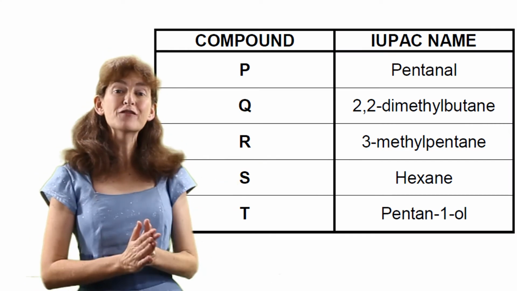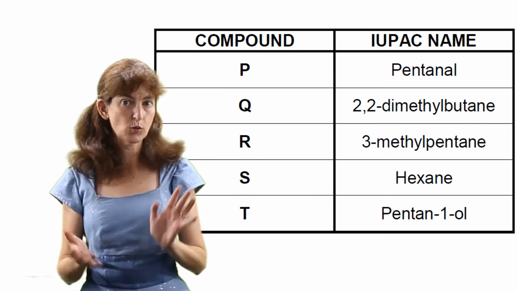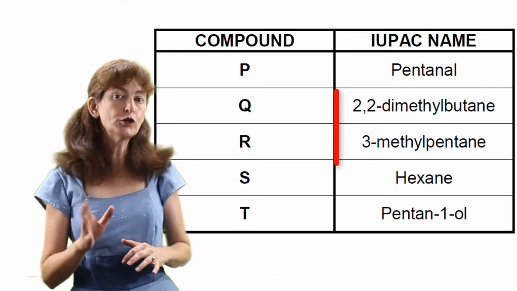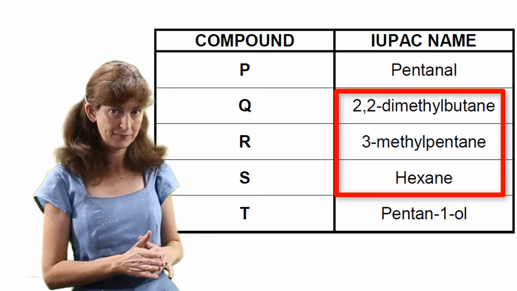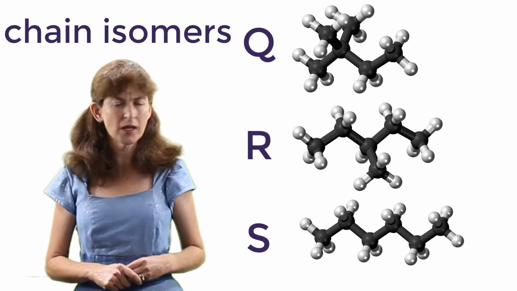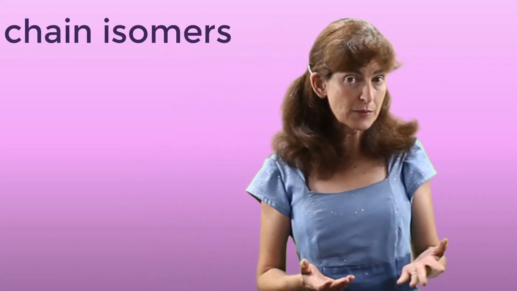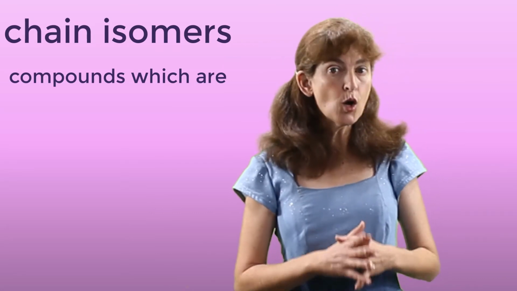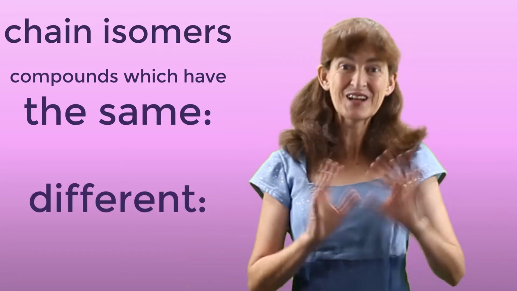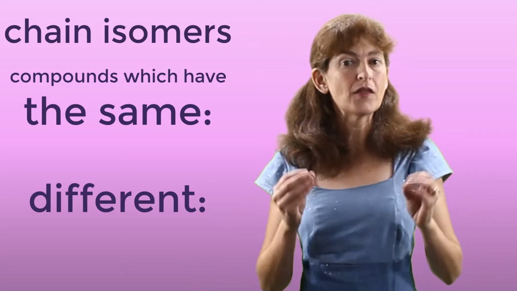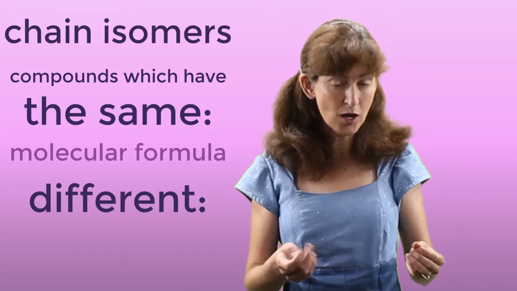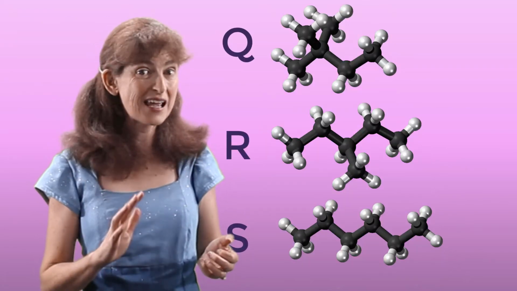Okay, then we're given some compounds and we're asked some questions about their boiling points. Let's start by focusing on Q, R, and S. And we can see that they are chain isomers. What does that mean? Remember that isomers are substances which have something in common and something out of common. What do they have in common? They have the same molecular formula as one another. All of these substances have the same molecular formula.